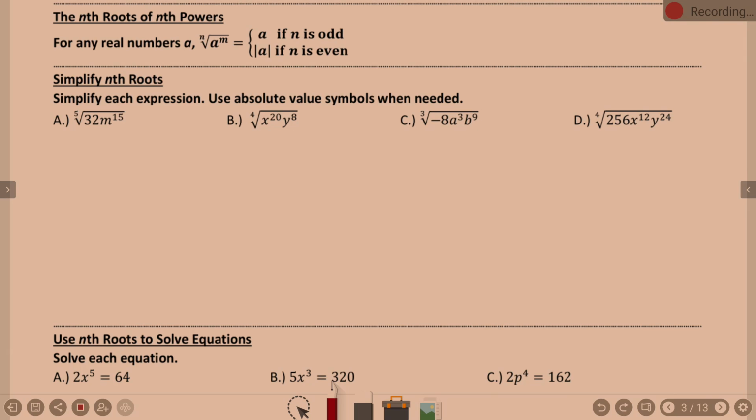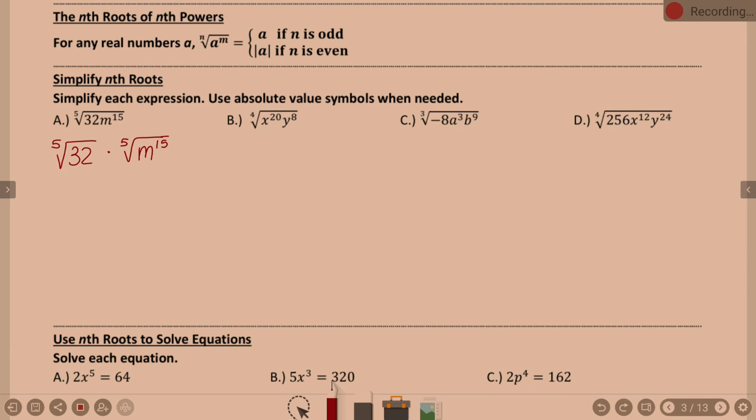Thoughts here? This was on the pre-test and they got me. Who was on the pre-test? I gotcha. Okay. What if I break this up? Not saying you'd have to, but we're beginners. What if I break this up and say it's the fifth root of 32 times the fifth root of m to the 15th? Does that make it easier to see?